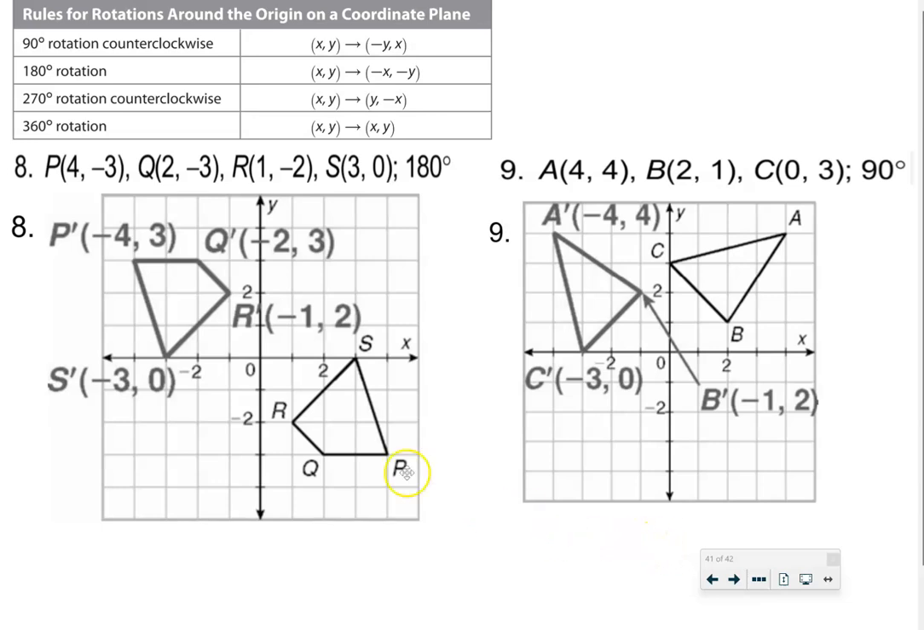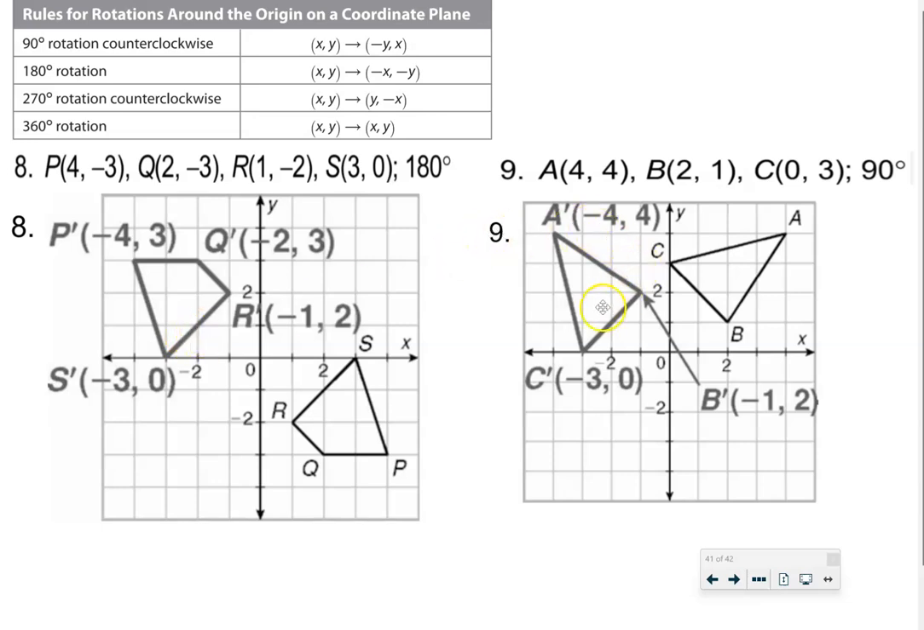Alright, so on number 8, we've got P, Q, R, and S. Okay, and since it's 180, we just change the signs. So on P here, it went from -4, -3 to positive. Q, 2 to -2, -3 to +3. R, -1, 2, -2 to +2. And then S, make that 3 negative. And then you plot the points.